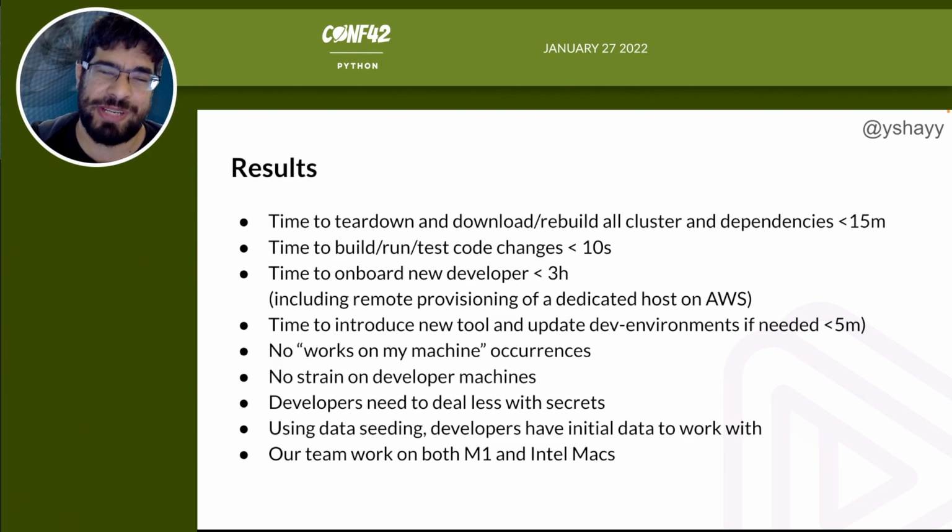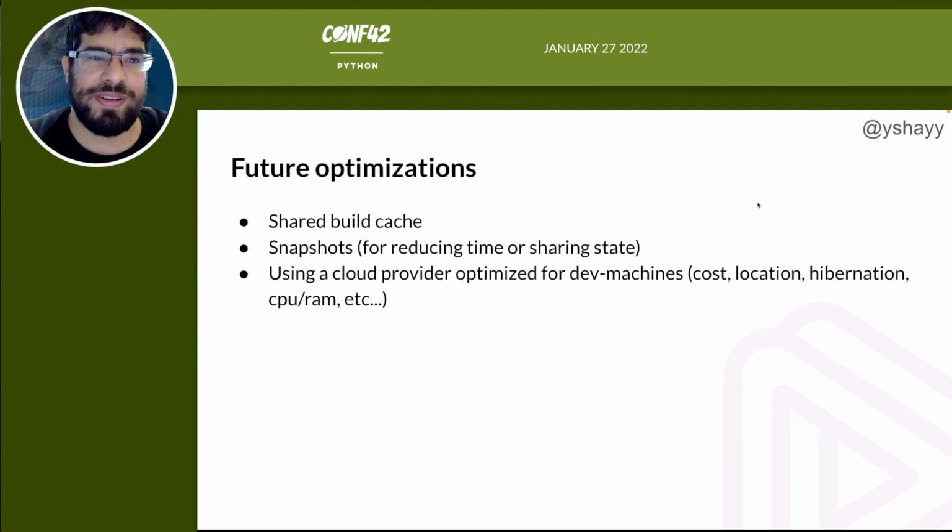There is no "works on my machine" occurrence. There's no strain on developer machines. Secrets are encrypted in the repository, so developers need to deal with them less. They don't need to copy a .env file from place to place and use Slack to send secrets or something like that. We are using data seeding, so developers have initial data to work with. And our setup works on both Apple Silicon devices and Intel Macs. So it's really nice to see that it simply works.